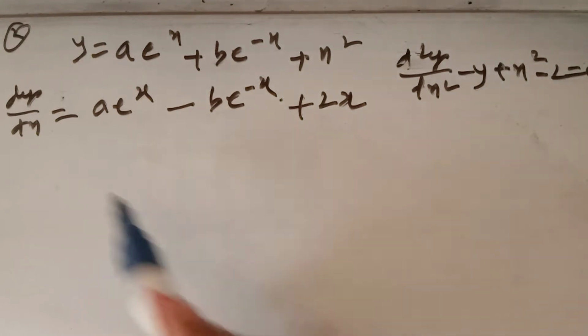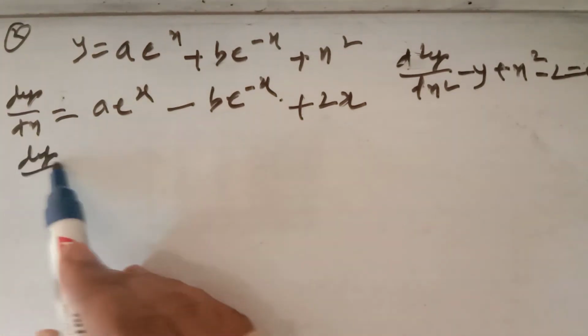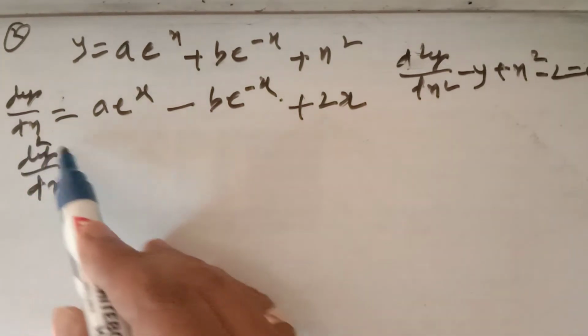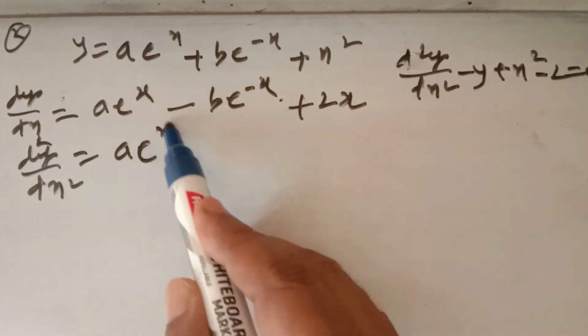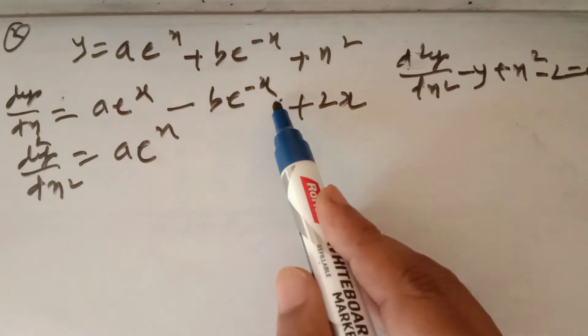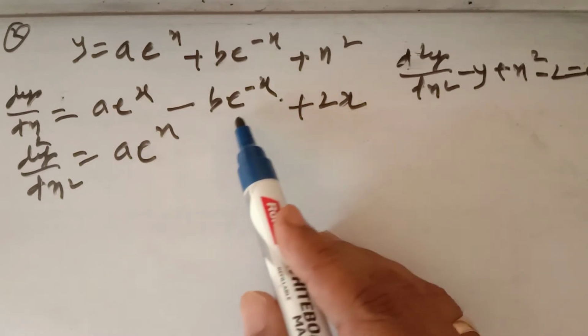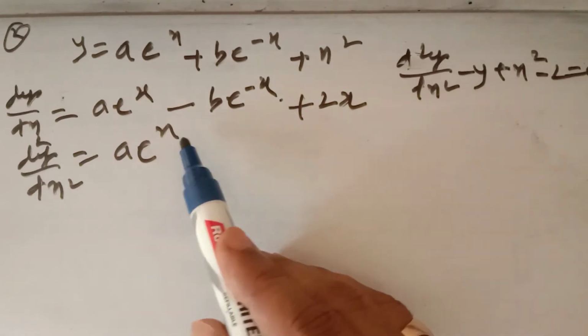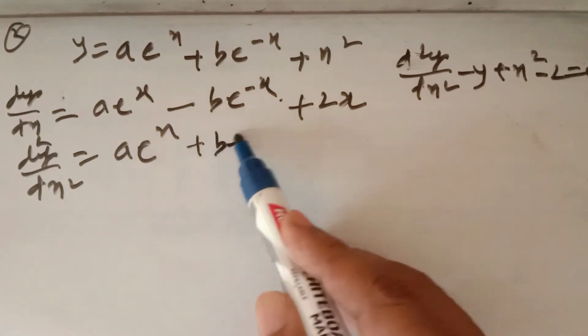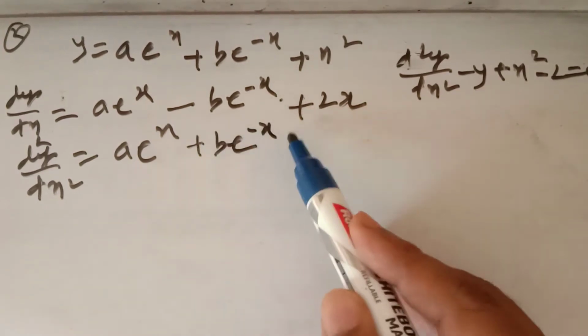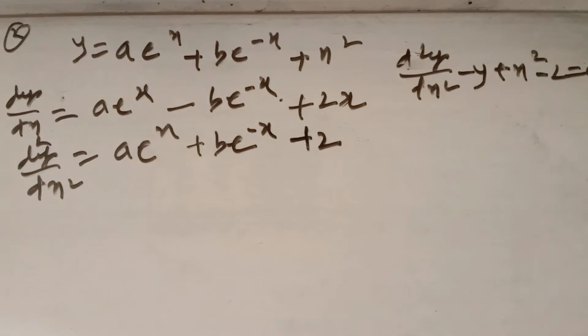Now you have to find its second derivative. Again the derivative of a e^x is a e^x, and the derivative of minus b e^(-x) is b e^(-x) into minus 1, so it will become b e^(-x), plus 2. So this is the value of its second derivative.